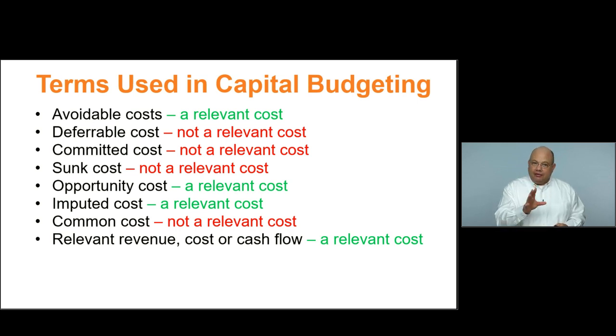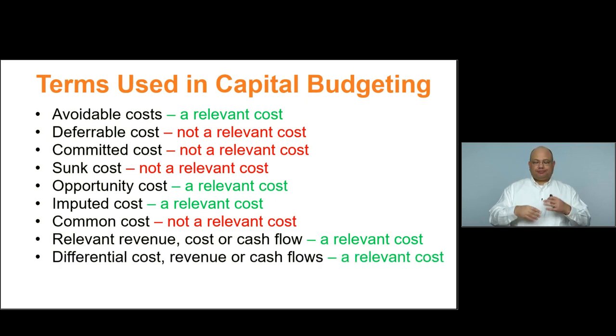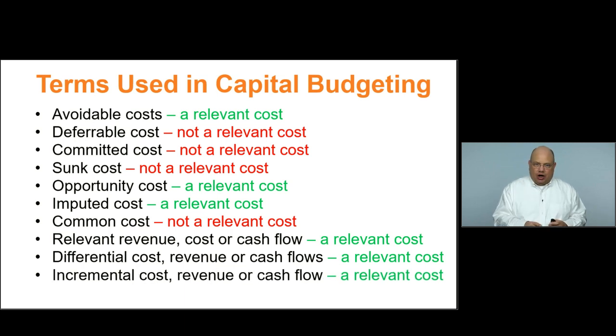So our relevant costs are broken down into two categories called incremental or differential. A differential cost, revenue, or cash flow is the difference between two options, option A and option B. That's called a differential cost. An incremental cost is the difference between doing it or not doing it. We could invest in option A or not.